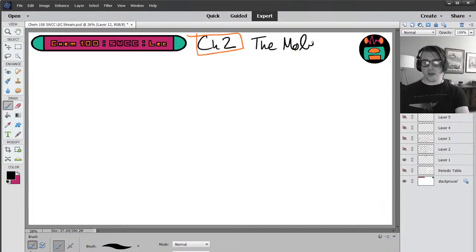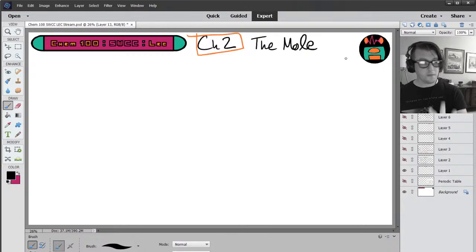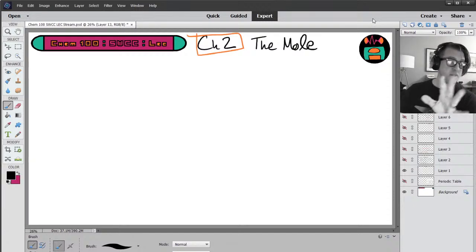the mole. And if you have any chemistry in your background, you've heard this word before, you know it's not a small, blind, burrowing creature. You know it's something far, far worse.